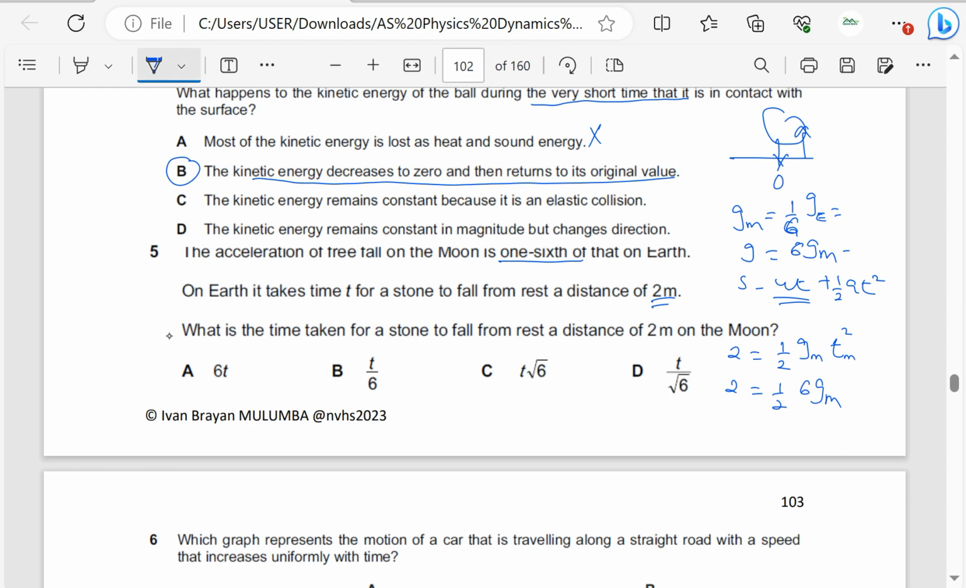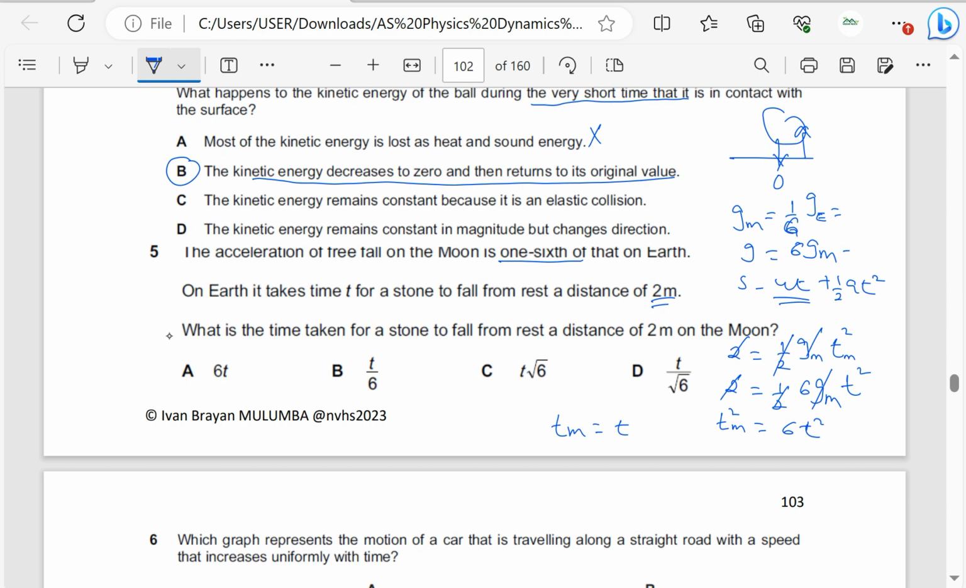Okay, so I'm just going to use g on the earth is 6 times g on the moon, and time on the earth is simply t, but t squared. So gm cancels when I divide the two equations, a half cancels, 2 cancels, so it means tm squared is equal to 6t squared. So when I find the square root, tm is going to be t.